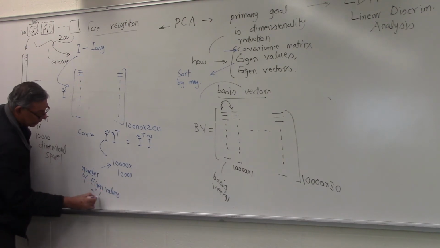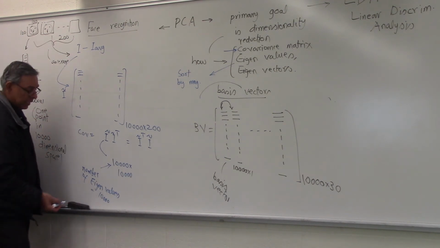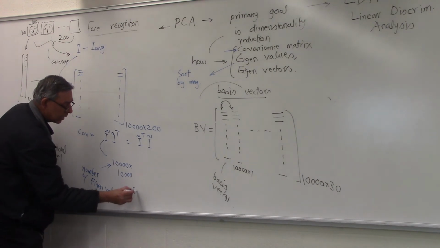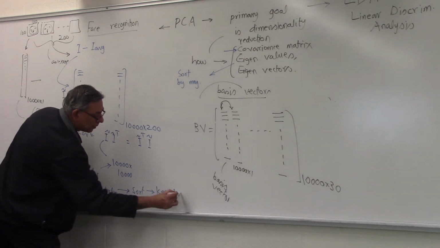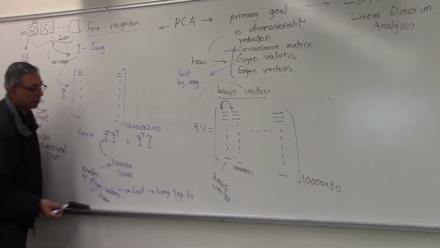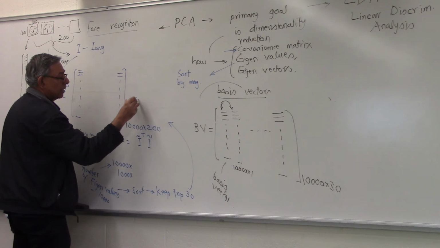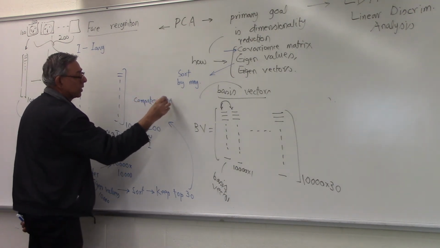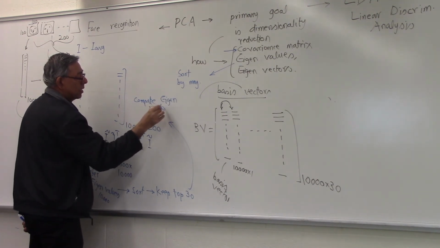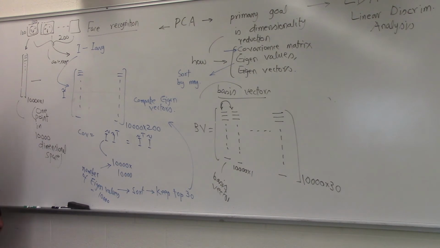You guys agree? 10,000 eigenvalues? Yeah. Now if we sort these, let's say keep the top 30. Then corresponding to these top 30, compute eigenvectors. So what will be the size of each one of those eigenvectors?